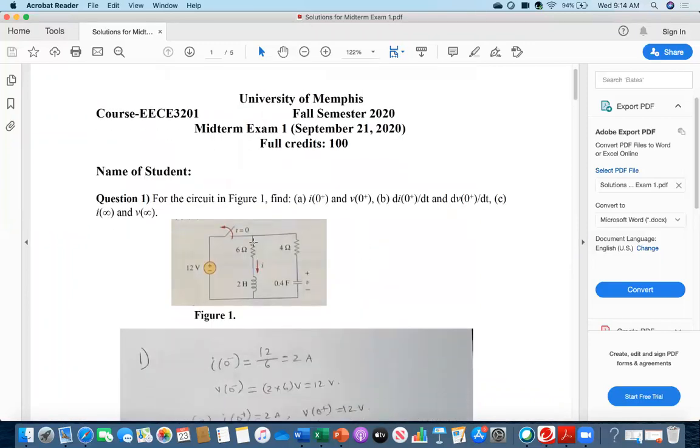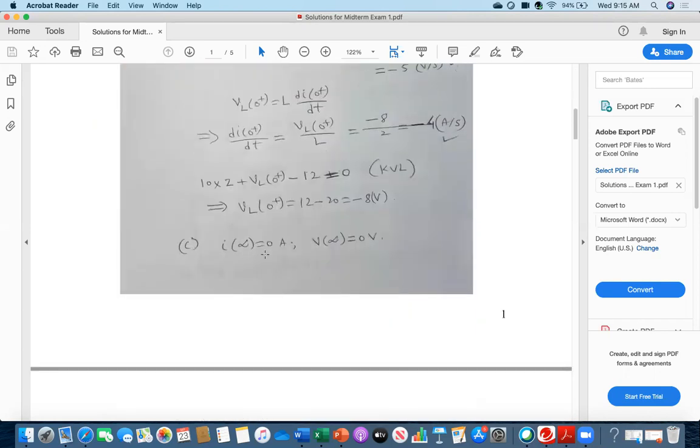The switch is getting opened at t equal to 0, and then the transient happens. But infinity means after a long time, at steady state condition. After a long time, all the stored energy will be dissipated by these resistors. So ultimately current will be 0 and voltage will be 0. That's why I infinity is 0 ampere and V infinity is 0.